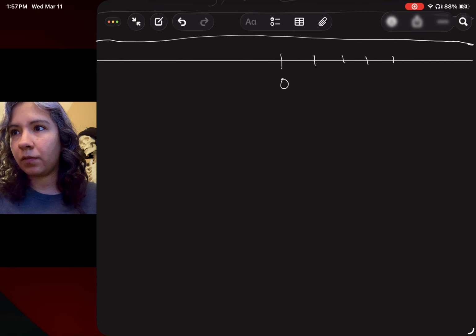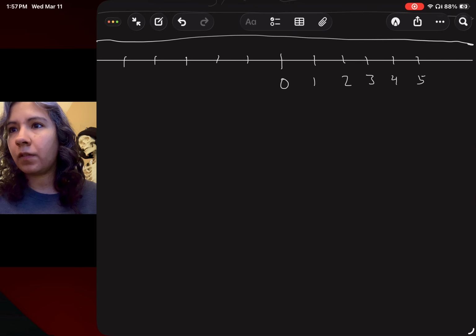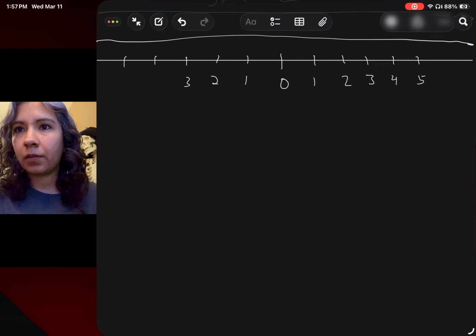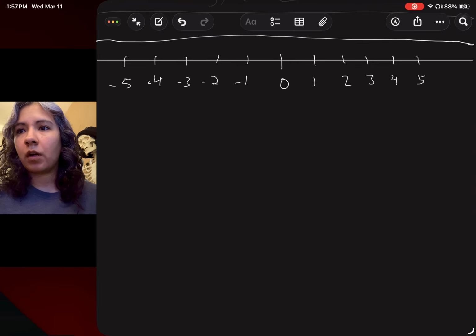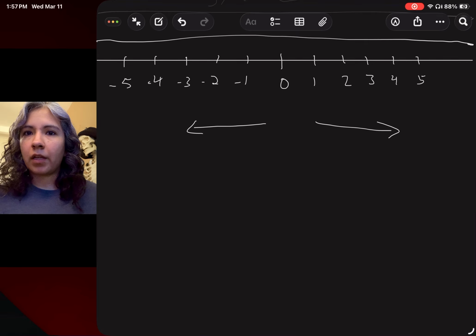1, 2, 3, 4, 5. So 1, 2, 3, 4, 5. These are negative because the direction that they go on the number line is in the negative direction. These are in the positive direction, right? So these are directed numbers.